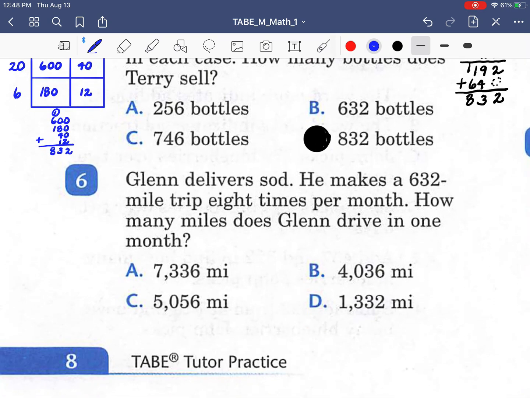Number 6. Glenn delivers sod, or it's dirt for the lawn. He makes a 632-mile trip 8 times per month. So how many miles does Glenn drive in 1 month? Well, the old-fashioned way is 632 times 8.